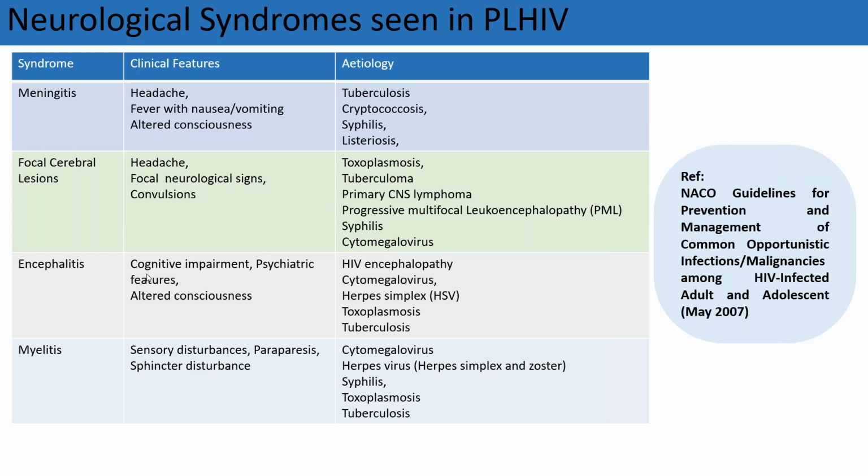Encephalitis can present with cognitive impairment, psychiatric features, and altered sensorium, and most viruses can give rise to an encephalitis-like picture. Myelitis means inflammation of the cord, which will present as myelopathy or a cord involvement. Again, in addition to viruses, one must remember toxoplasma and TB can present as tubercular myelitis.